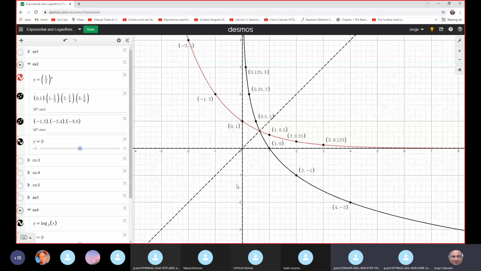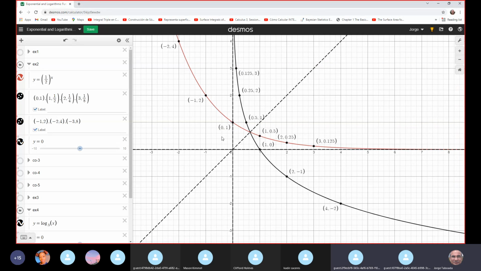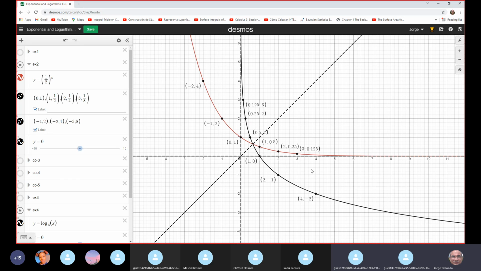And brown color is the exponential. Suppose this point (0,1) becomes (1,0). Suppose this point (-1,2) here would be (2,-1). (2,-1) is that point. Look, it's the image of this, symmetric with respect to that. So it's similar, except that the function is decreasing.